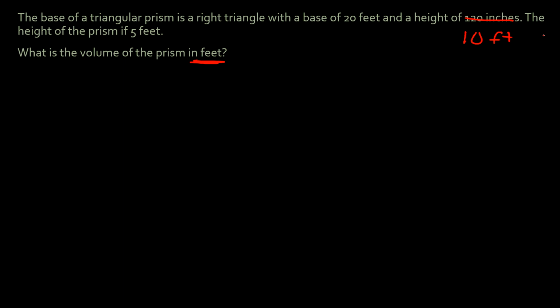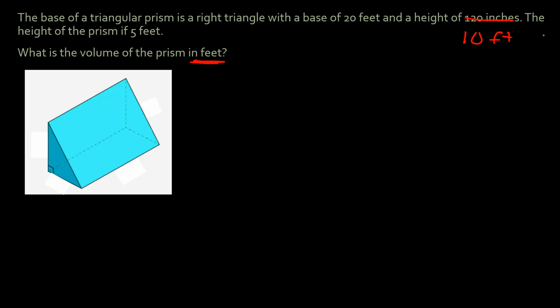Now, in this problem, they don't give you a picture, but I always recommend having a picture. This is what that prism would look like, and then labeling it to help you. So if the base of the triangle is 20 feet, the height of the triangle is 10 feet, and then the height of the prism is 5 feet. All right, so I labeled my diagram.